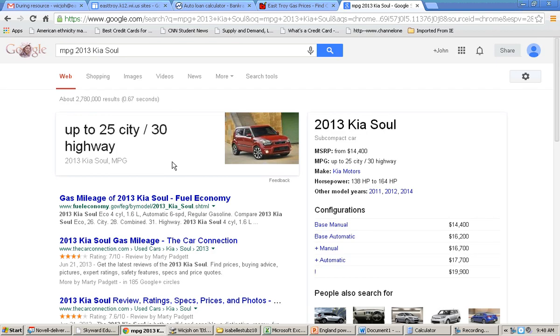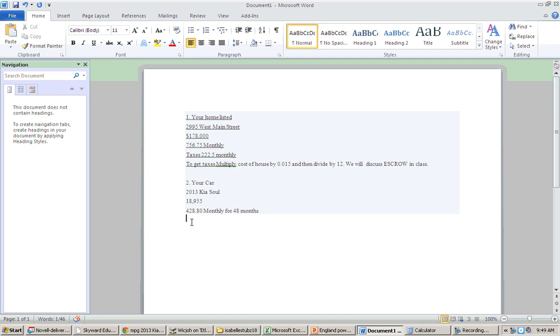So I'm going to look up. The average is 25 city, 30 highway. So in this case, I'll use the city mileage, 25 miles to the gallon. We're going to say that my Kia Soul gets 25 miles per gallon. Get back into my document. 25 MPG. I now have that number to add to my car.